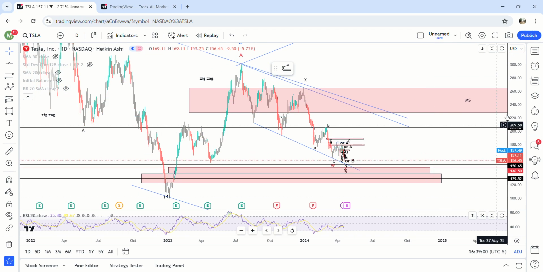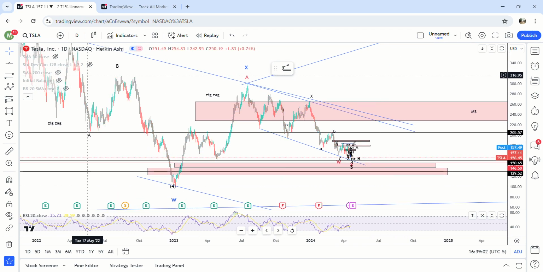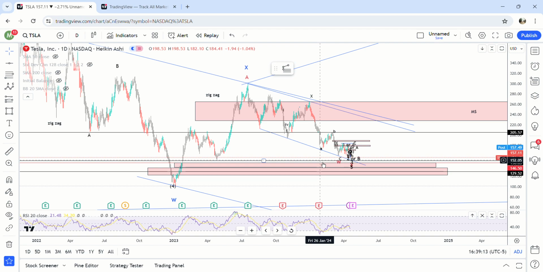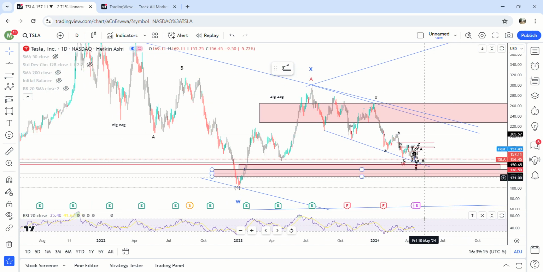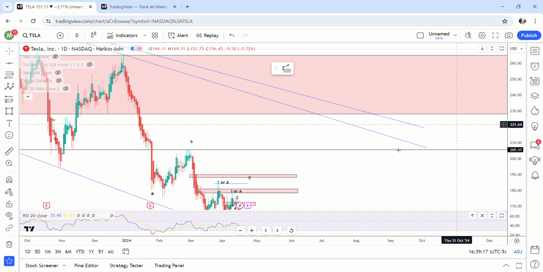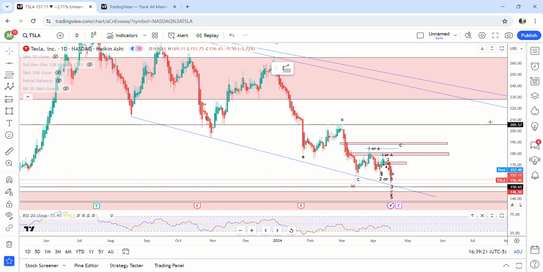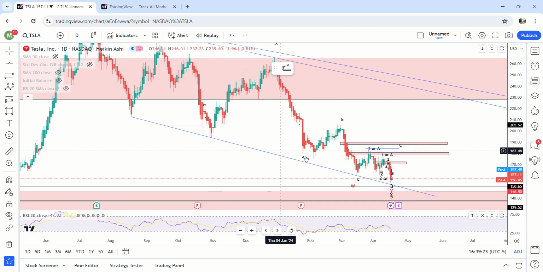The other possibility is if we're going to go higher in the diagonal, we're going to go down to 130 right now. So 130 is a gap fill. It's also in demand. We are kind of in no man's land right now, so that's definitely possible as well. So let's go ahead and zoom in here now.